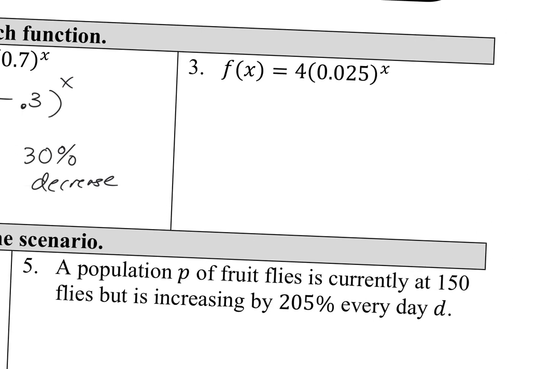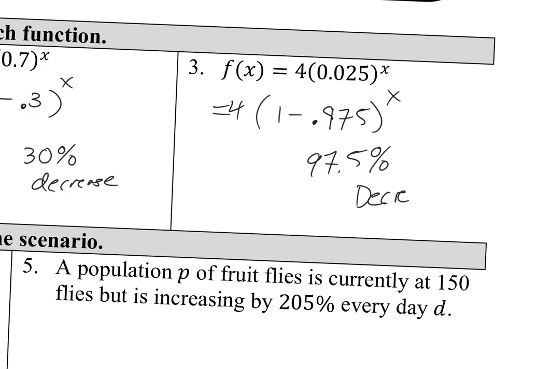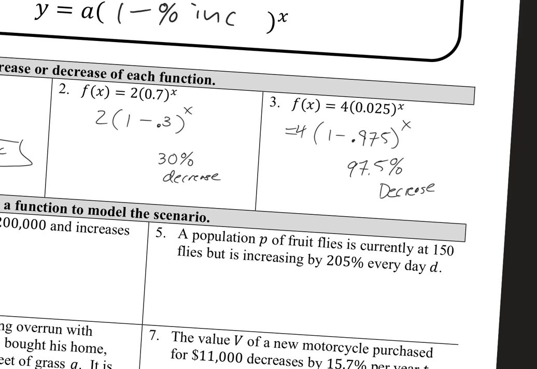Go ahead and try this one on your own, pause the video, and then check back when you're ready to check your work. Okay, so to get down to 0.025, you'd have to subtract 0.975. And so as a percentage, you could say that's a 97.5% decrease. Again, because it's less than 1. Hopefully that's what you got.